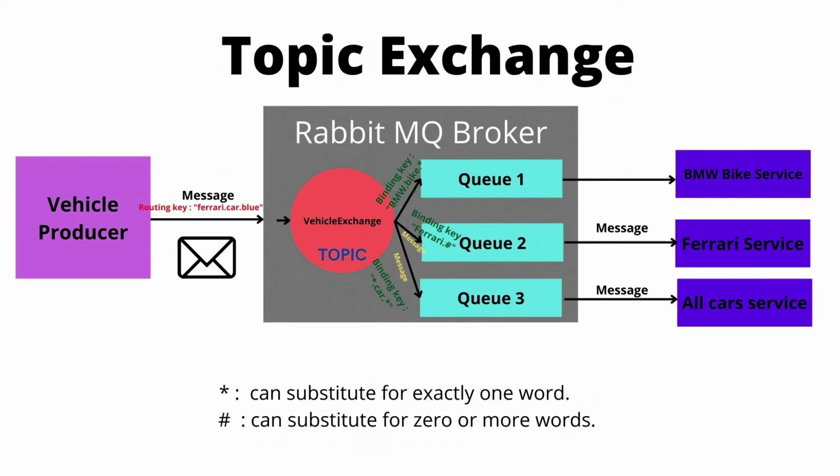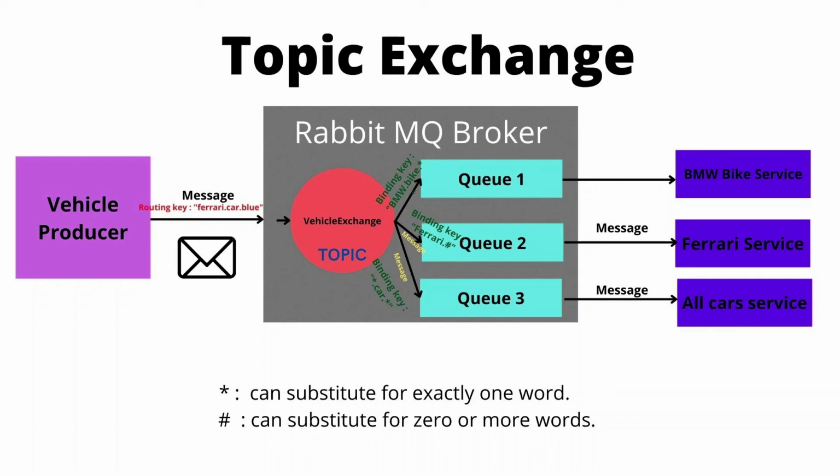The last type of exchange I want to show you in this video is the topic exchange. So we have here a vehicle producer that produces vehicles, let's say. We already know how this works. We have a producer producing a message to the exchange. The exchange, based on the exchange type, would route the message in a certain way to certain queues, and then we have the consumers or the services. So here, our consumers are the three different services: BMW bike, Ferrari, and all cars.